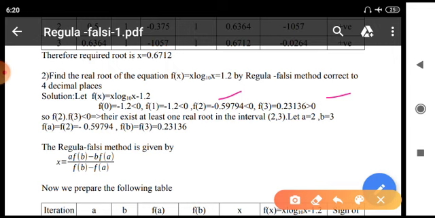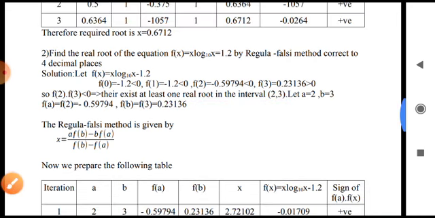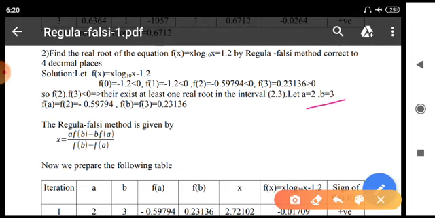I will consider the latest two values, that is these two, which implies there exists at least one real root in the interval 2, 3. Let a is equal to 2, because always a should be less than b. b is equal to 3, and f of a, f of 2, is -0.59794, f of b, which is f of 3, is 0.23136. Now the formula, the regula falsi method, is given by x equal to a into f of b minus b into f of a, whole divided by f of b minus f of a.